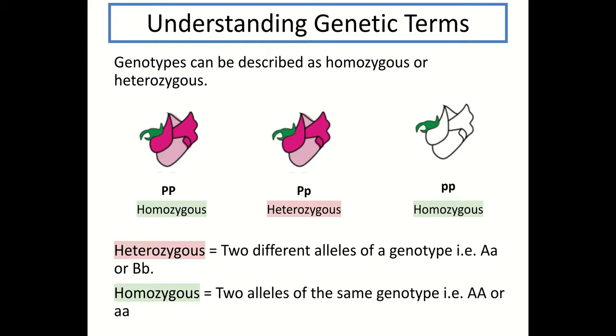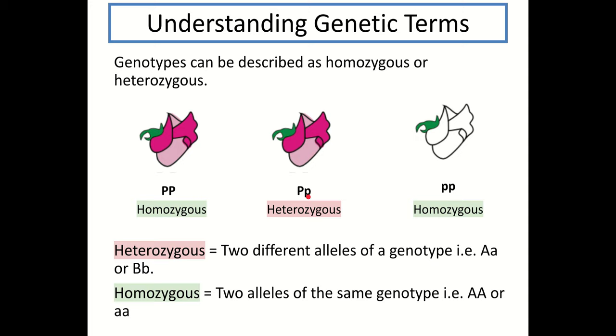So homozygous means the two alleles in the genotype are the exact same. So here, this genotype, big P, big P, is homozygous as they are both big P. On the right, this genotype can be described as homozygous as well because both of the alleles are little p. However, this example in the middle cannot be described as homozygous as it's two different alleles. One is big P, one is little p, so it's described as heterozygous instead. So homozygous, both alleles in the genotype are the same. Heterozygous, both alleles in the genotype are different.